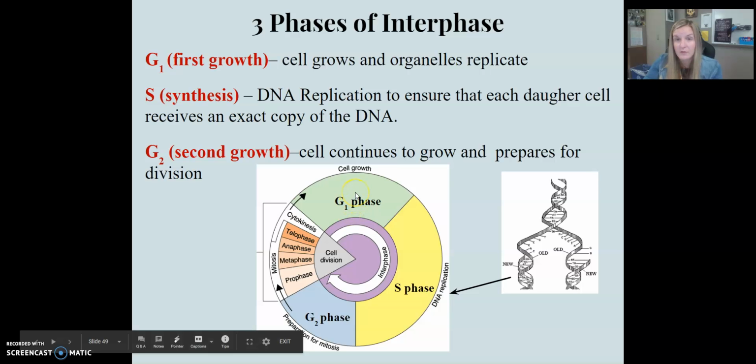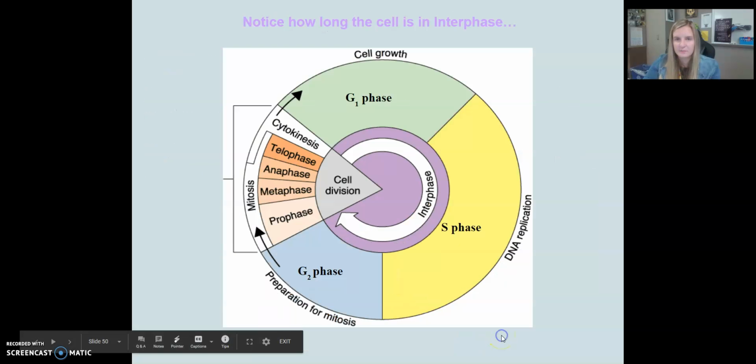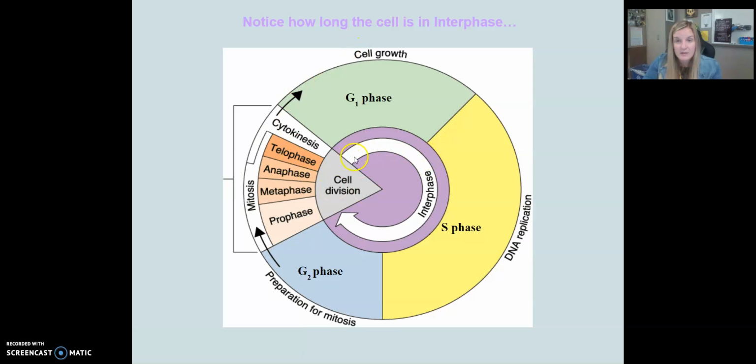G1, the cell grows and organelles replicate. S, DNA replication occurs. And then G2, it just continues to grow in size to prepare for cell division. Once again, I want to show you the cell is spending most of its time in interphase. About 75% of this phase circle is in interphase.